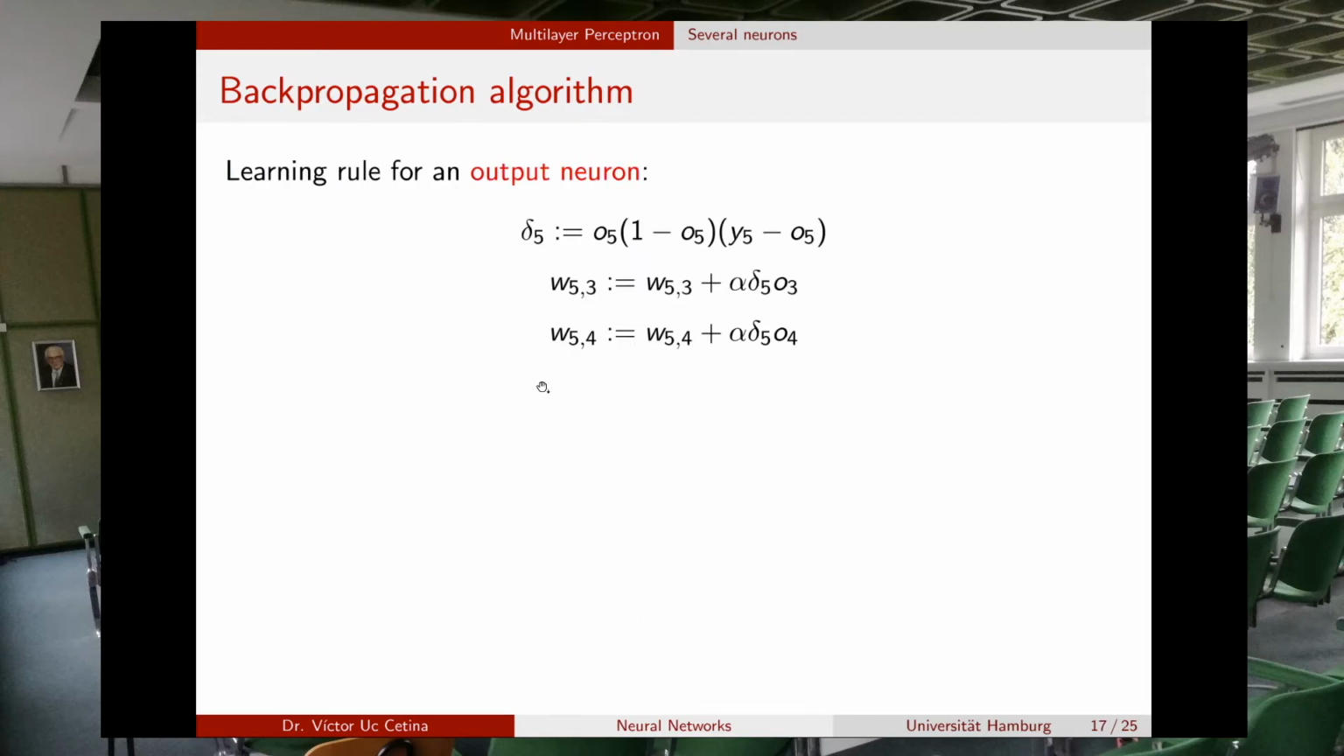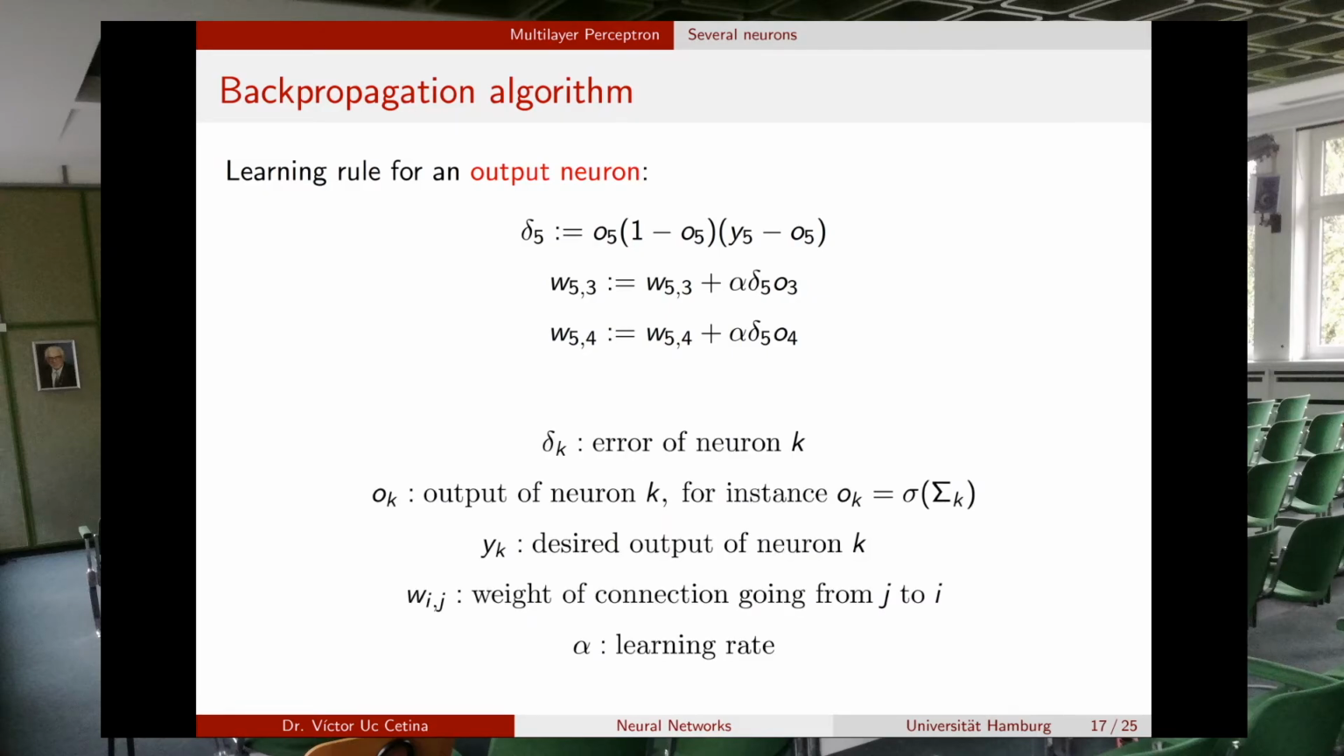So in the case of hidden neurons, first just to clarify, this delta k means the error of neuron k, and output of k in this case will be the evaluation of the sigmoid of the big sigma of k. Yk represents the desired output, the target value of neuron k.